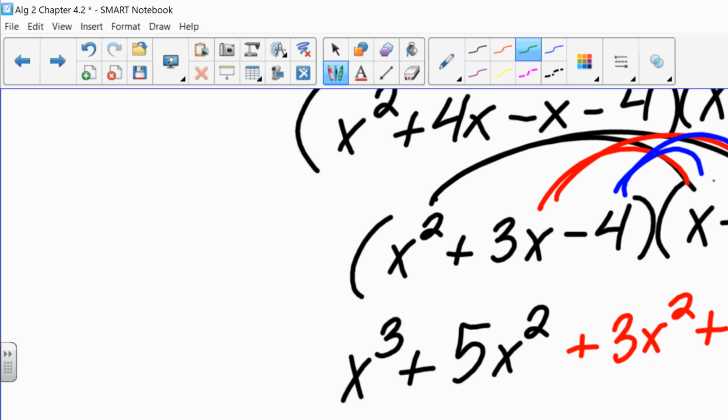And lastly, we can combine our like terms, which will tell us that we have x cubed. Well, 5x squared plus 3x squared is going to be plus 8x squared. 15x minus 4x is going to be plus 11x. And then we would just have minus 20 because the negative 20 doesn't have any like terms with it. Any questions on anything we've done so far?